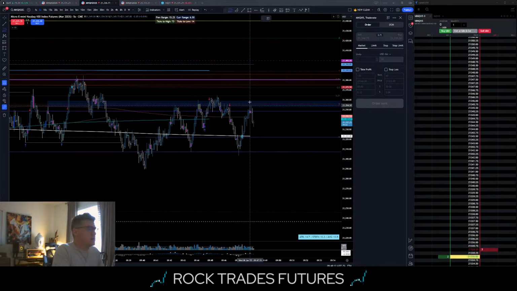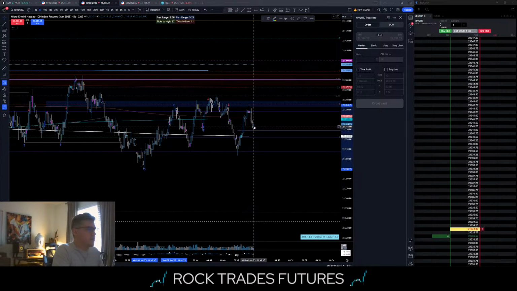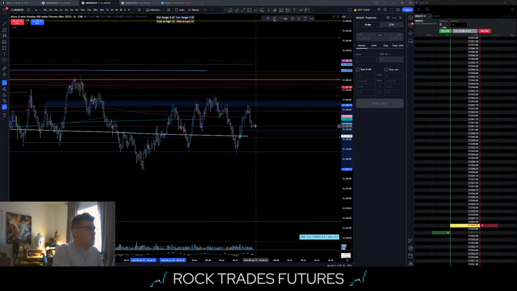So this is kind of the same trade. 50% of this right here. Take this long, same exact spot. Super small risk. That's a great trade right there.